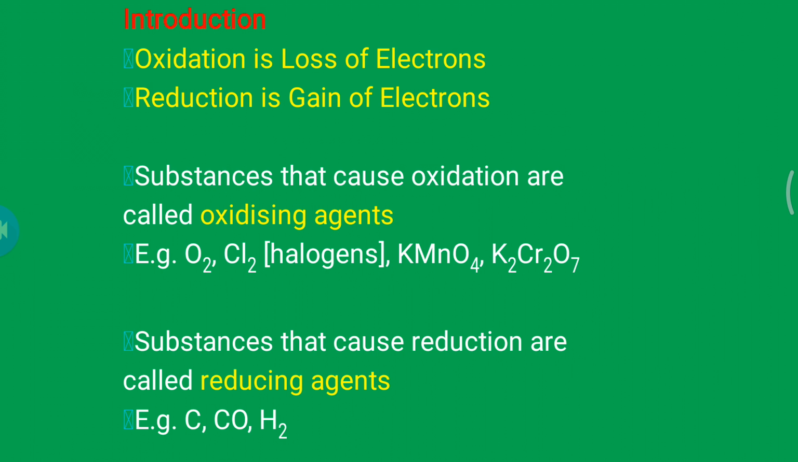Substances that cause reduction are called reducing agents. Examples are carbon, carbon monoxide and hydrogen. These substances act as reducing agents.